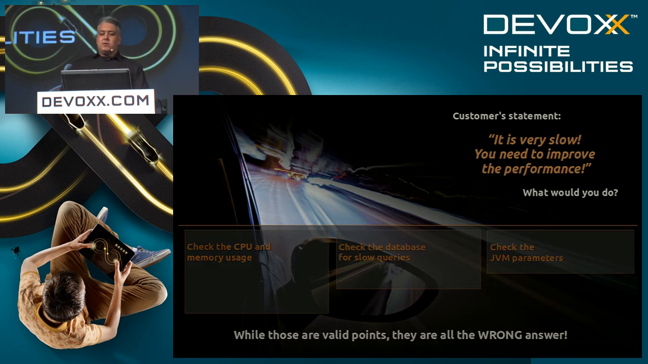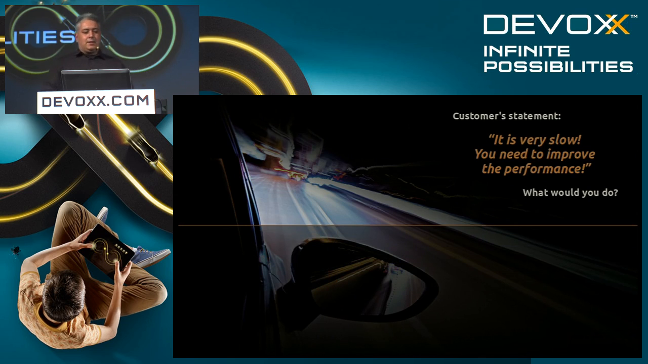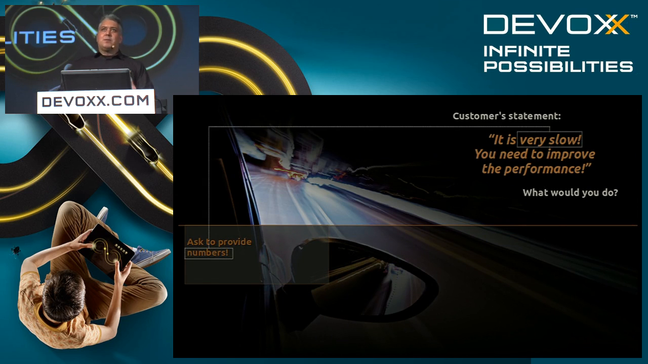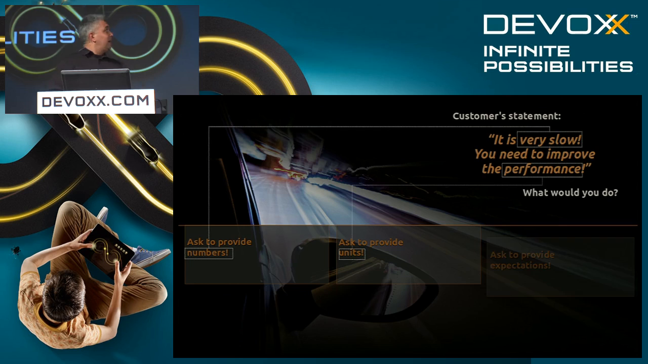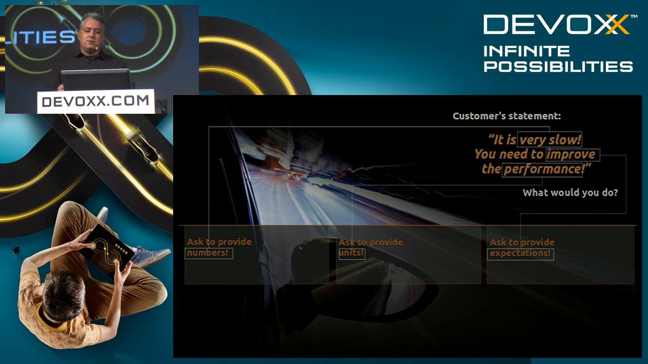Right? So basically what you want to do instead is ask them back to provide numbers to you, to provide units to you, and to provide their expectations. So basically asking them, what is slow for you? How do you measure slow? How do you know it's slow? And what do you mean by improve? And what do you mean by performance?